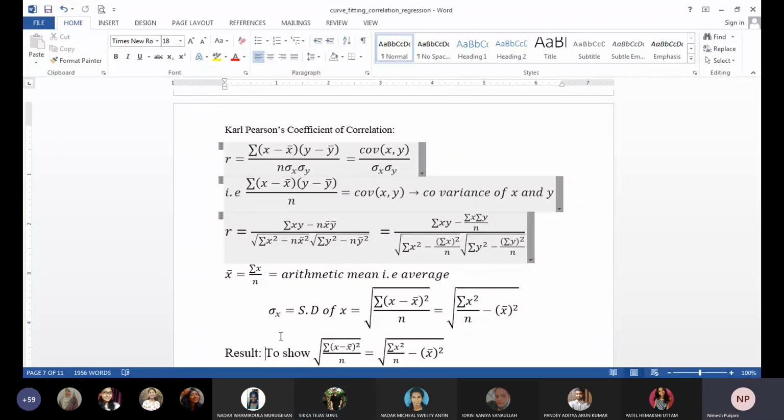Okay. So another form of this formula: r is summation xy minus n into x bar y bar divided by square root of summation x square minus n into x bar square, multiplied by square root of summation y square minus n into y bar square, which can also be written as summation xy minus summation x summation y divided by n, the whole divided by square root of summation x square minus summation x the whole square divided by n, into summation y square minus summation y the whole square divided by n.